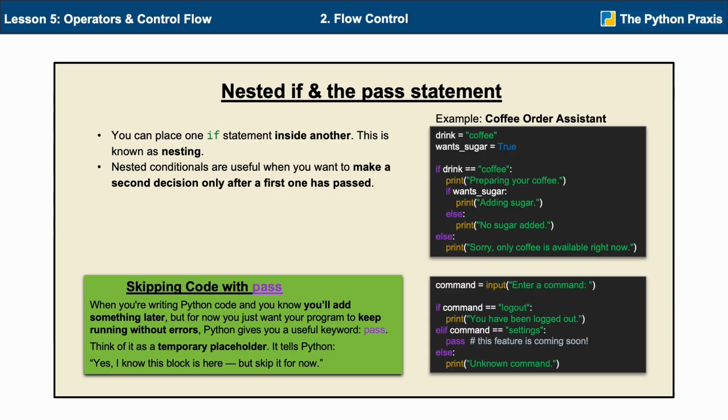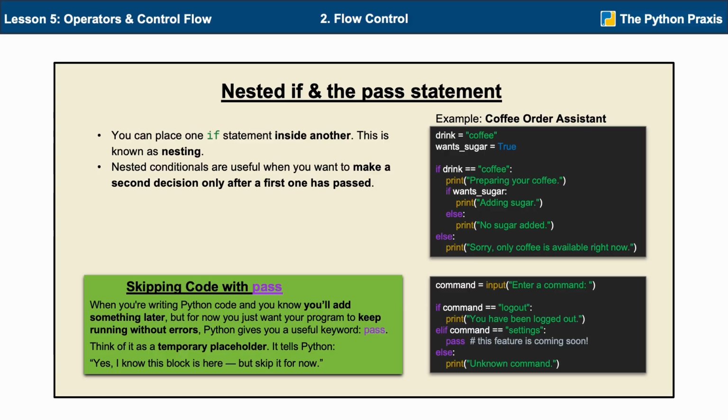When you're writing Python code, and you know you'll add something later, but for now you just want your program to keep running without errors, Python gives you a useful keyword, pass. Think of it as a temporary placeholder. It tells Python, yes, I know this block is here, but skip it for now. This is super useful when building bigger projects. Use pass to inform Python that you will complete this part later, and Python will not break your code at that point. To see a small example for the use of the pass statement, let's look at these code lines.